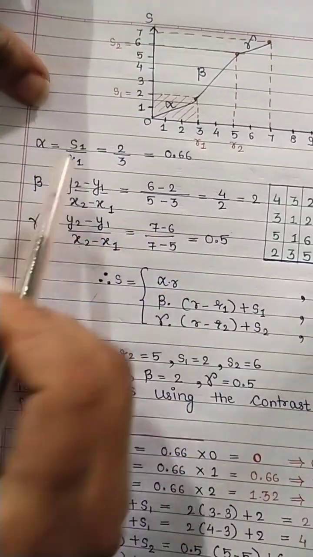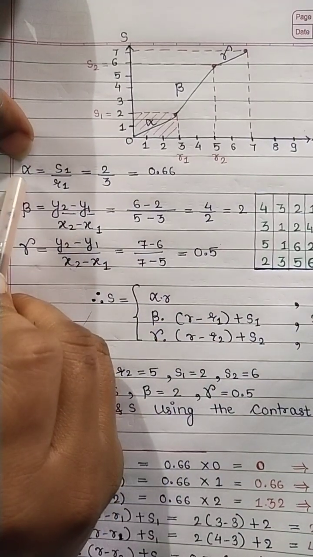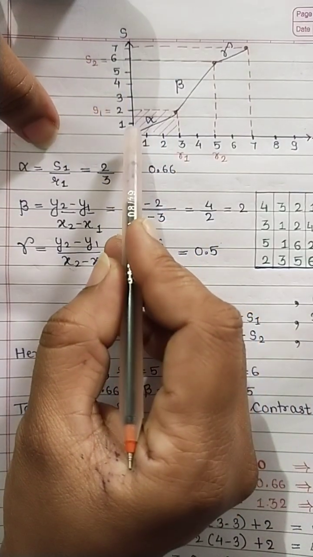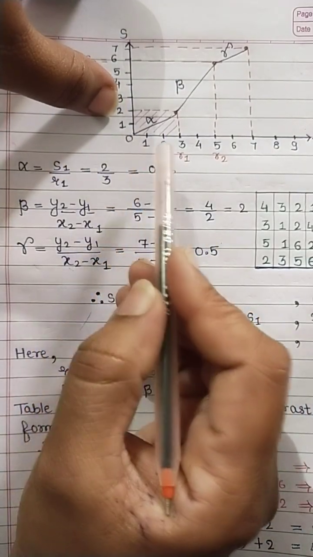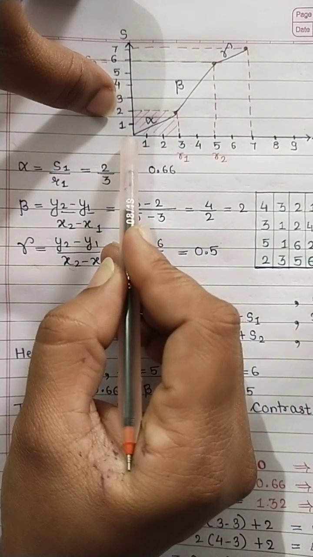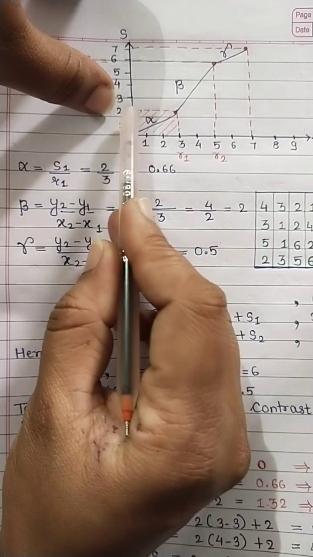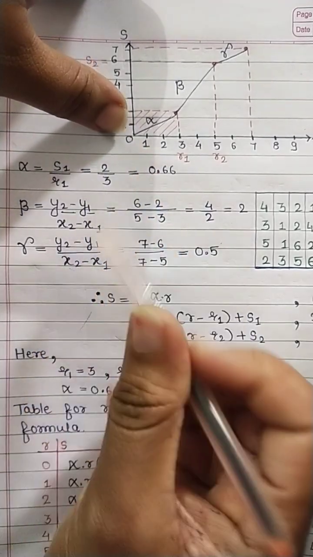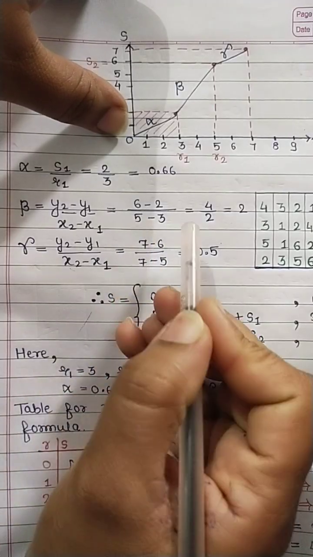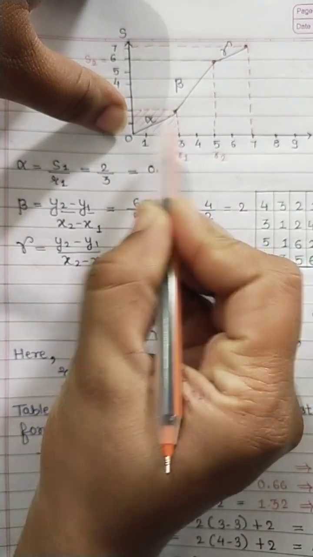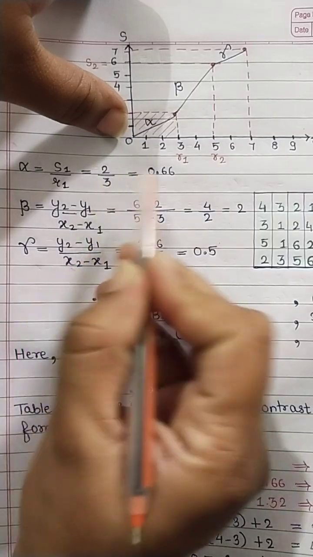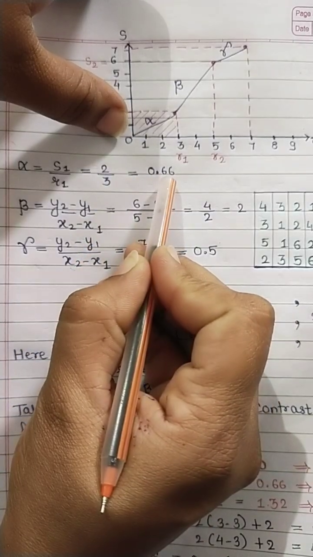So if we calculate the slope of alpha, first y2 is 2, minus y1, which is 0 here. So 2 minus 0 will be 2. Divide by x2 minus x1, that is 3 minus 0, which will be 3. So 2 divided by 3 is 0.66.